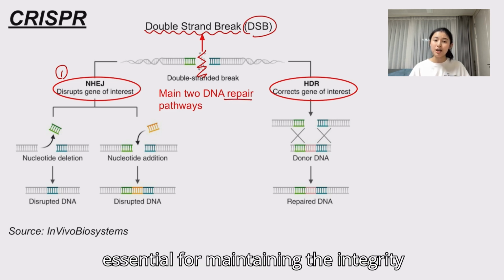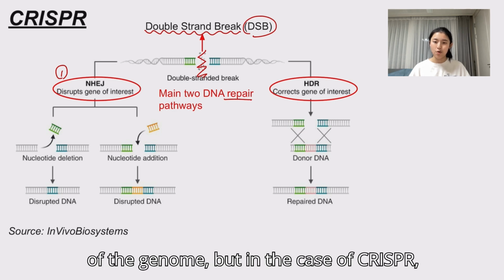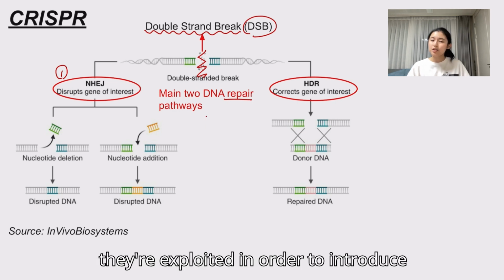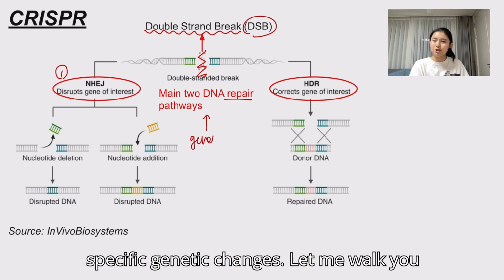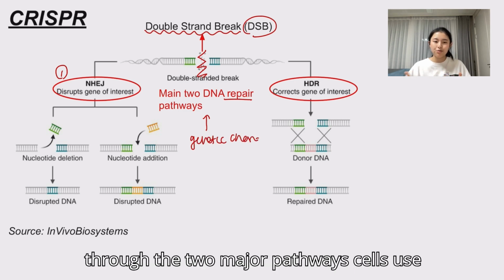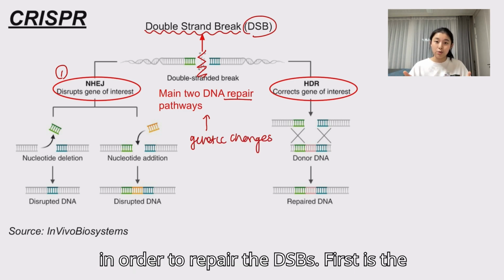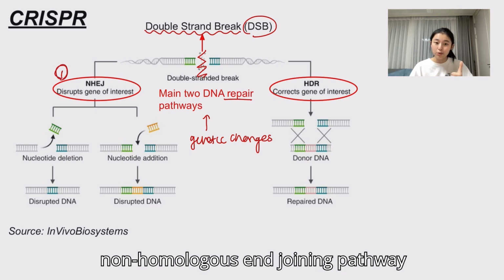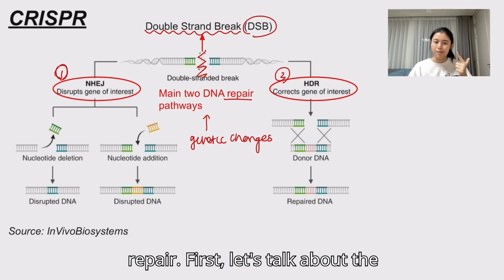These mechanisms are essential for maintaining the integrity of the genome, but in the case of CRISPR, they're exploited in order to introduce specific genetic changes. Let me walk you through the two major pathways cells use in order to repair the DSBs. First is the non-homologous end-joining pathway, and second is the homology-directed repair.